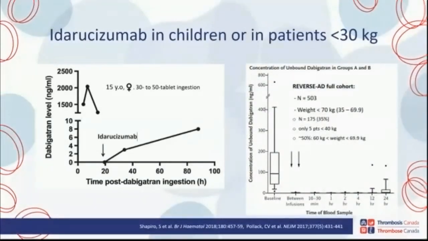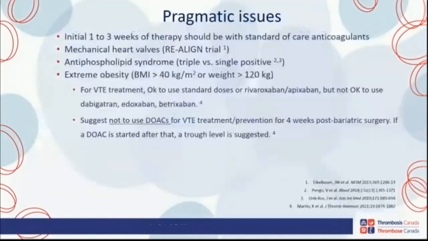Boehringer Ingelheim was nice to share with me from the final cohort a number of patients included in the trial that had less than 70 kilos. You can see that out of the total of 503 patients included in that trial, 35% of them had weight between 35 and 69.9 kilos, but only 5 of those had less than 40 kilos. The regular doses also successfully reversed on this subpopulation.